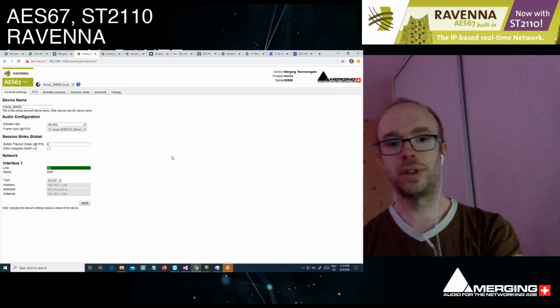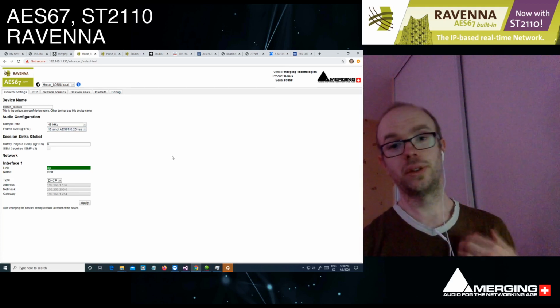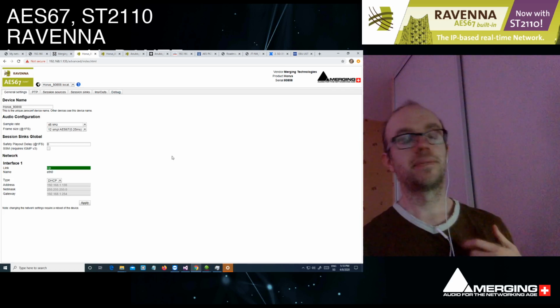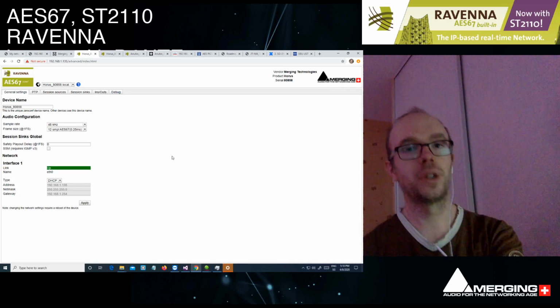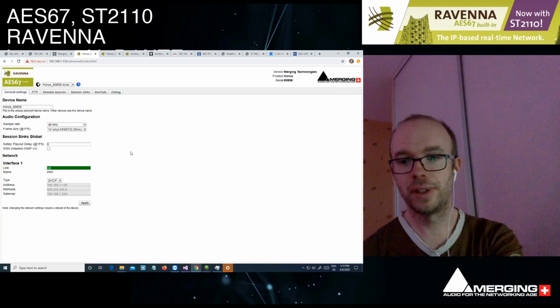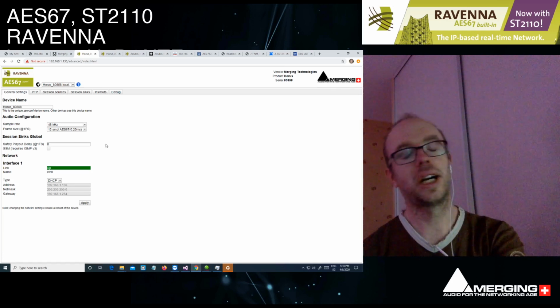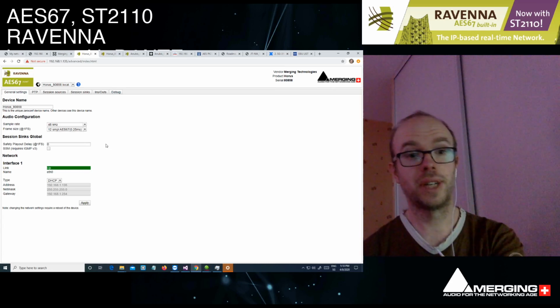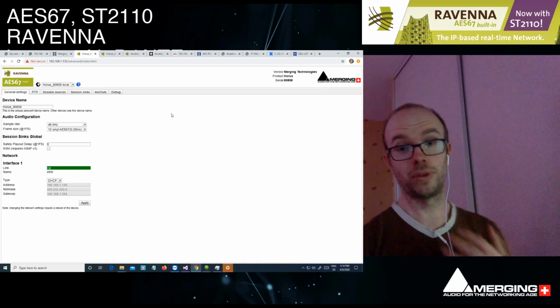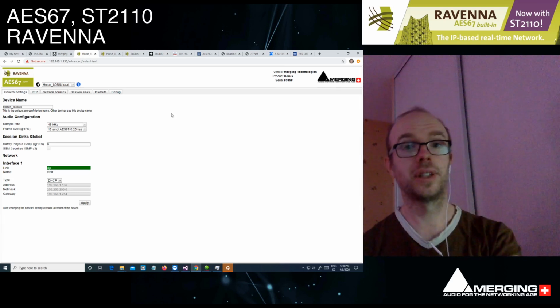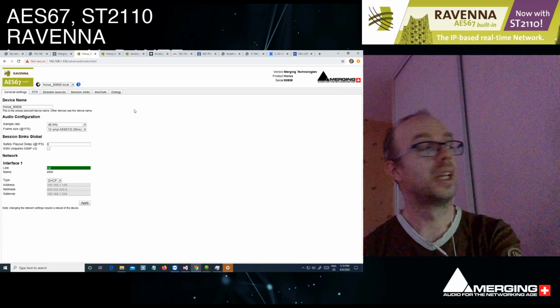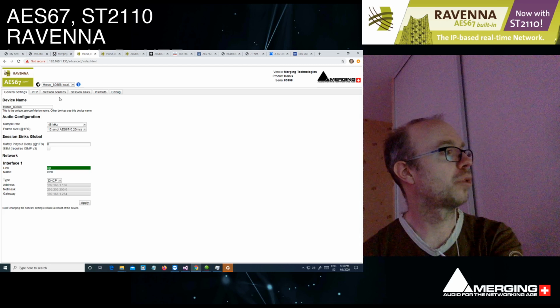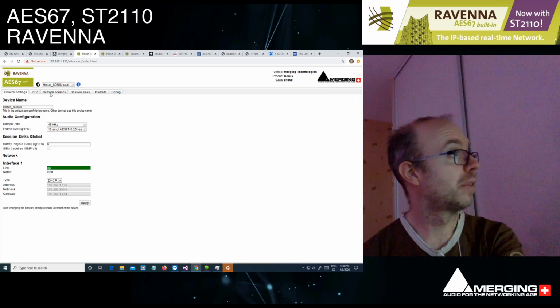AES67, compared to Ravenna, doesn't have the easy configuration of Ravenna, so it's more of an advanced thing. Even at Merging, we have a lot of tools that try to ease the connection between devices, but most of the tools only work with Merging devices. So if you are using different vendors and different devices on a network and try to exchange streams between them, even with Ravenna, you have to use these advanced pages.